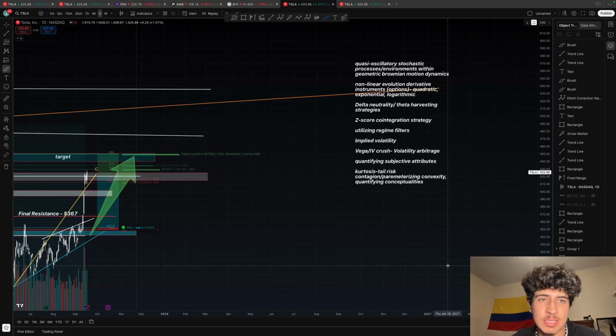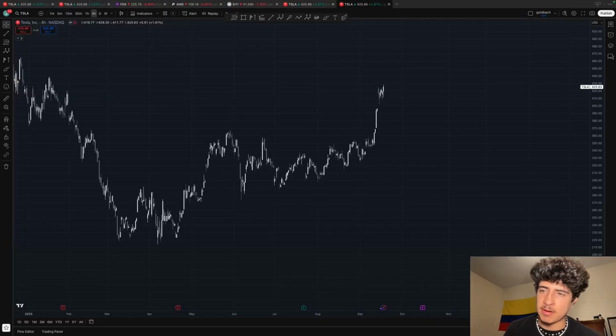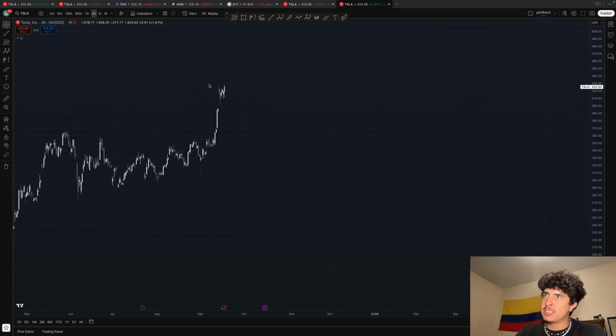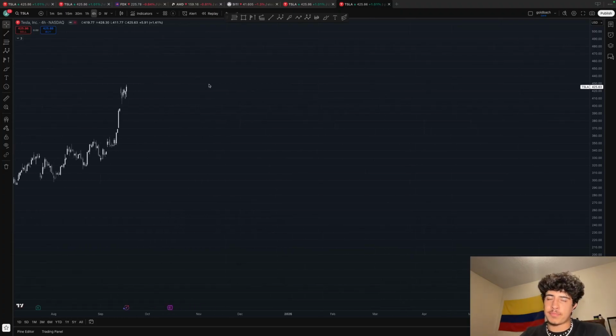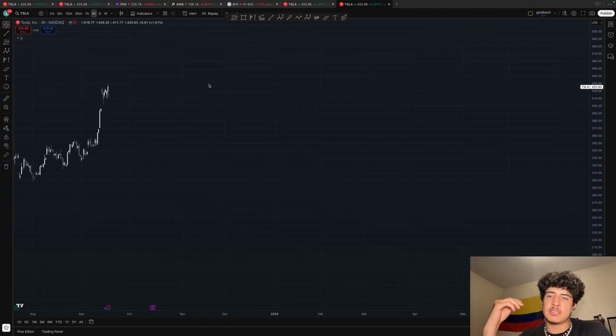So now that you understand what quasi-oscillatory stochastic processes are, we can start delving into what is called kurtosis. This is where the fun really starts, and you can get to see how I'm integrating probability, statistics, math, and these algorithms, and also just quantifying conceptualities, and I'm going to do it right in front of you, hopefully in a way that you guys can understand. So, kurtosis. What is kurtosis? Kurtosis is really a way of quantifying risk, and specifically tail risk.